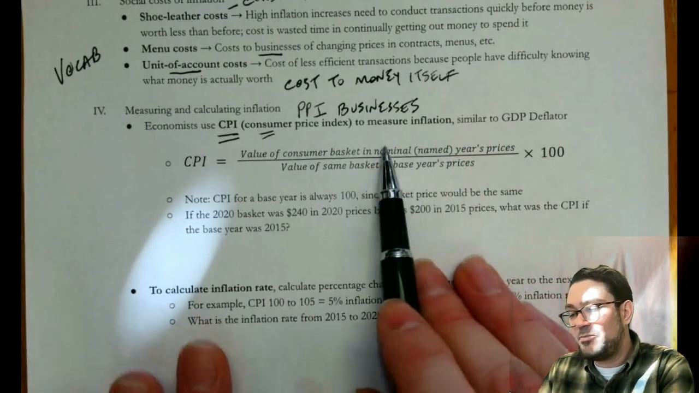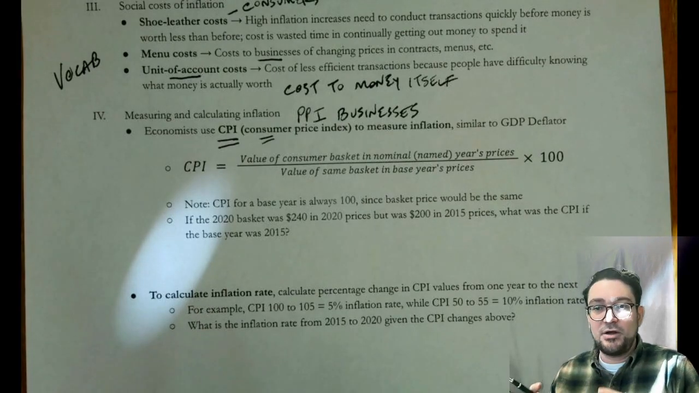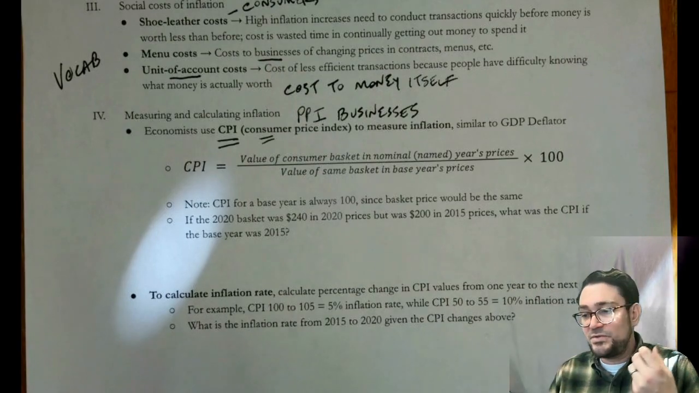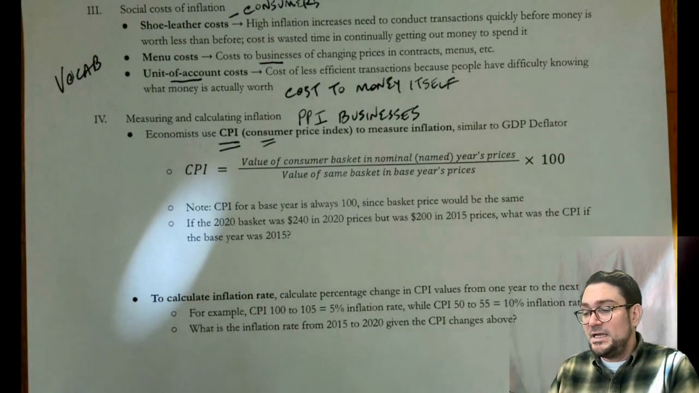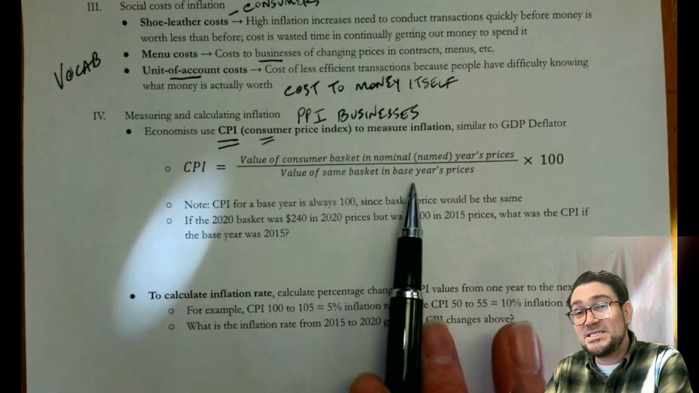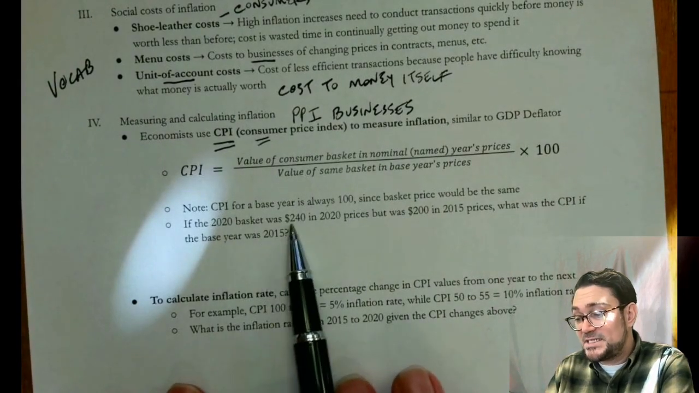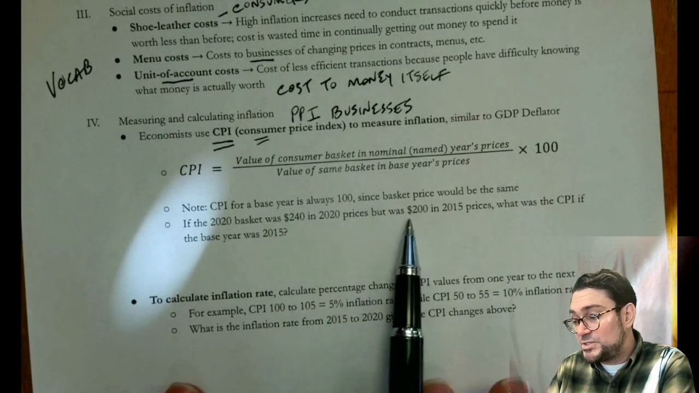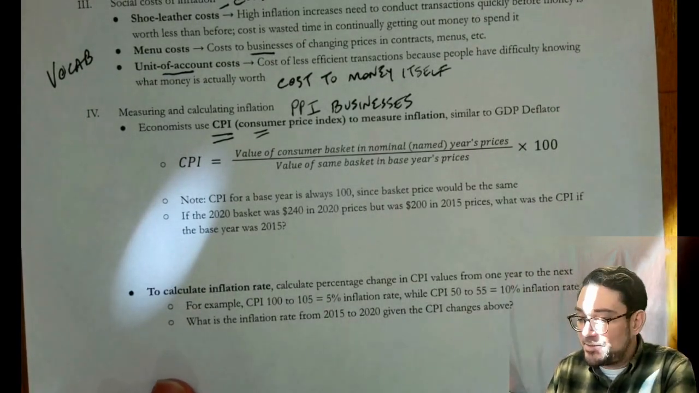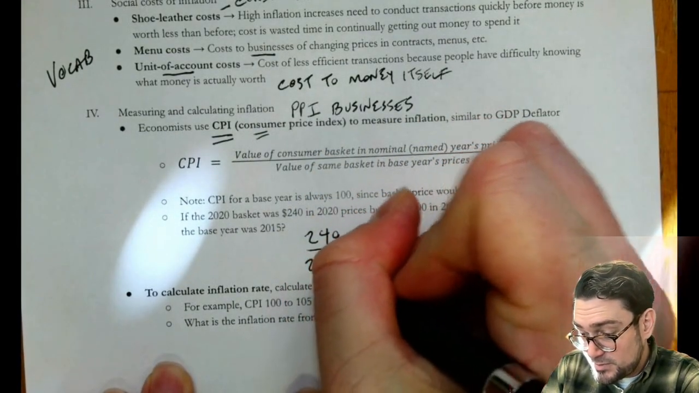We would take the value of a basket, a big giant shopping cart of goods and services, and we take the price of that shopping cart in the named year's prices. If we're calculating the CPI, we can calculate this number and then measure percent changes in it. The way we calculate this CPI number is we take the value of the basket in the named year and divide it by that same basket of stuff in a base year's prices. So for example, if the 2020 basket was $240 in 2020 prices, but was $200 in 2015 prices, what was the CPI if the base year was 2015? That's the traditional style of problem you're going to get. So we would say 240 over 200 times 100.